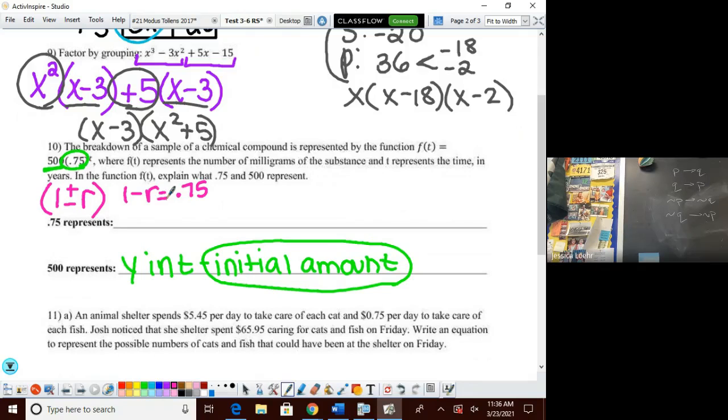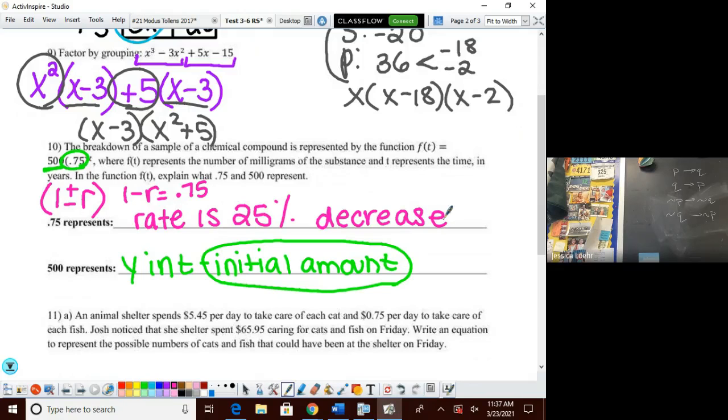If I end with 75%, how much did I decrease by? What percent? If I end with 75%, what did I decrease by? Jasmine. 25%. Very good. So my rate is 25%, and it's a decrease.